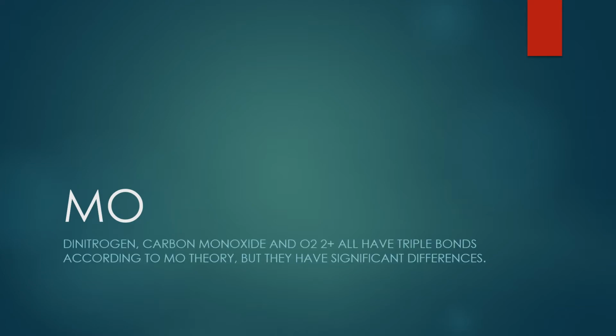So for today's presentation, I will be doing a presentation on MO diagrams of three different molecules. We'll see here we have dinitrogen, carbon monoxide, and O2 2+, and they all have triple bonds according to their MO theory, but they have significant differences. So in this presentation, I will show the different MO diagrams and show that they all have triple bonds according to the MO theory and show the differences and similarities between each of these molecules.